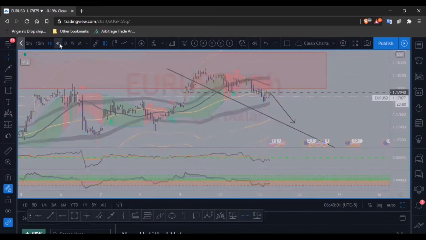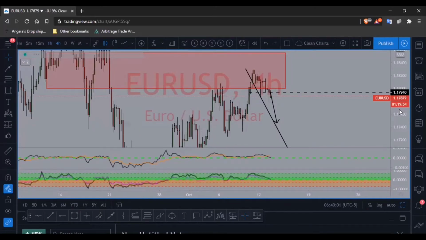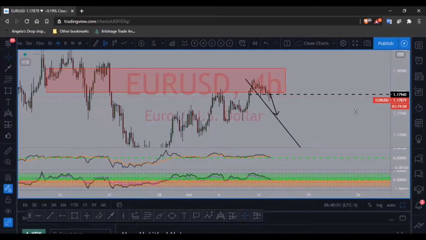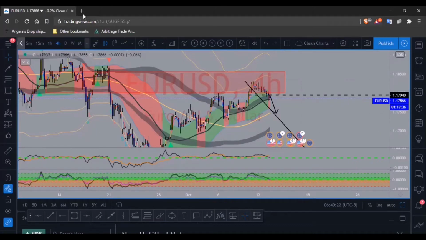I'm going to the 4 hour real quick. I don't think the 4 hour is quite ready yet, but let me see, just in case. Yeah, it's not quite ready yet, but it's still looking to sell. Now, price can reject off of this RSI line and then keep going to the upside, but like I said, I don't think that's going to happen. Let's look at the 2 hour.